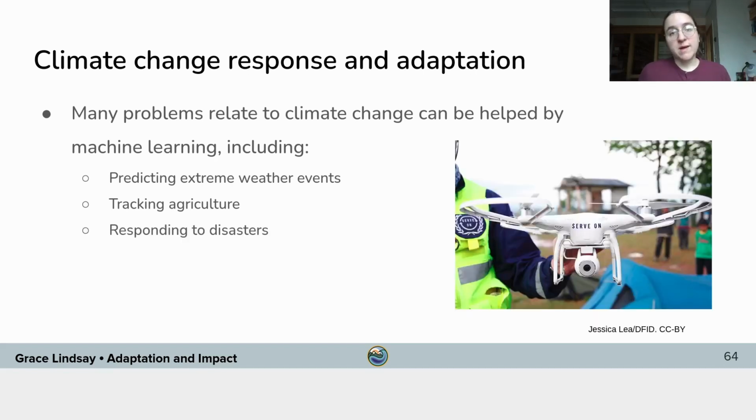Also, disaster response. As there are more extreme weather events under climate change, we need better systems that can automatically respond to disasters. So, for example, having a drone fly over a region and be able to identify what kind of damage is where, that's something that could be automated through machine learning methods.